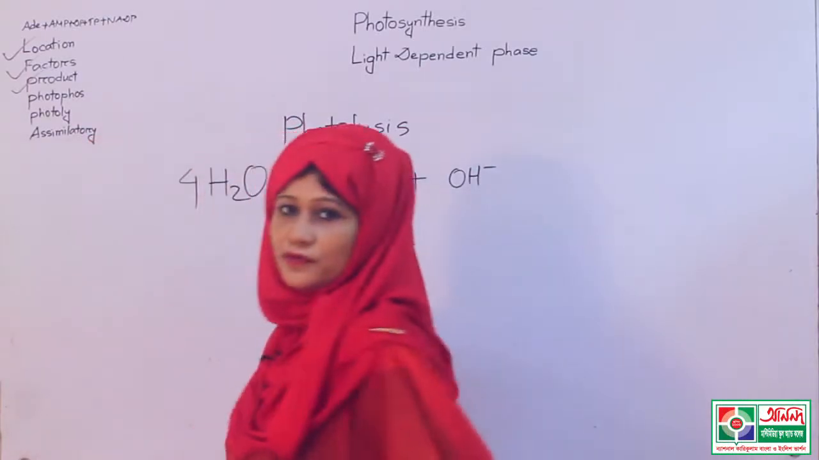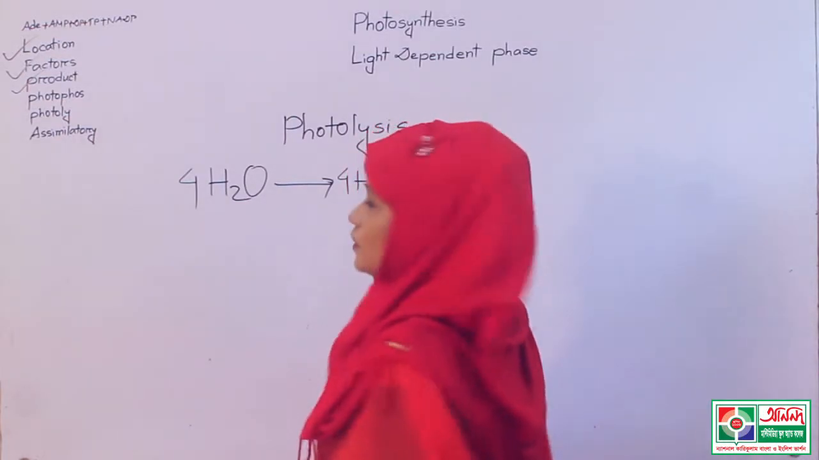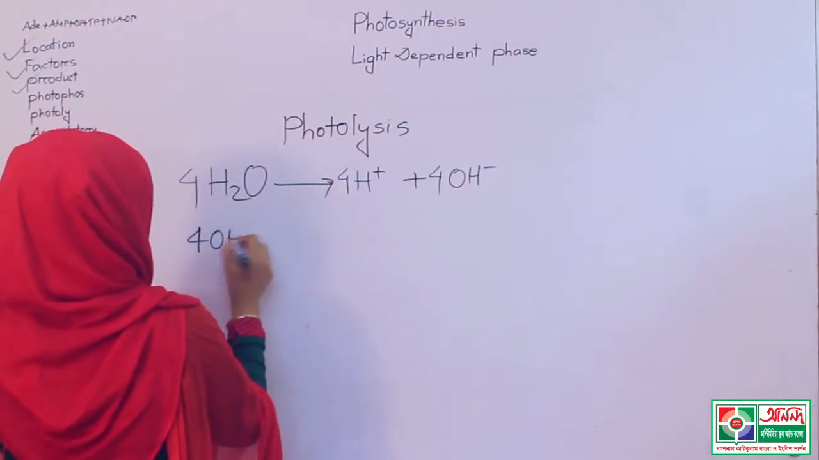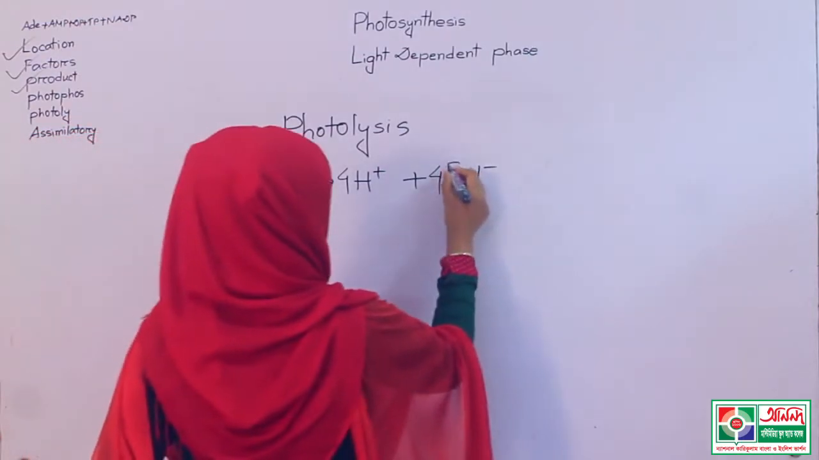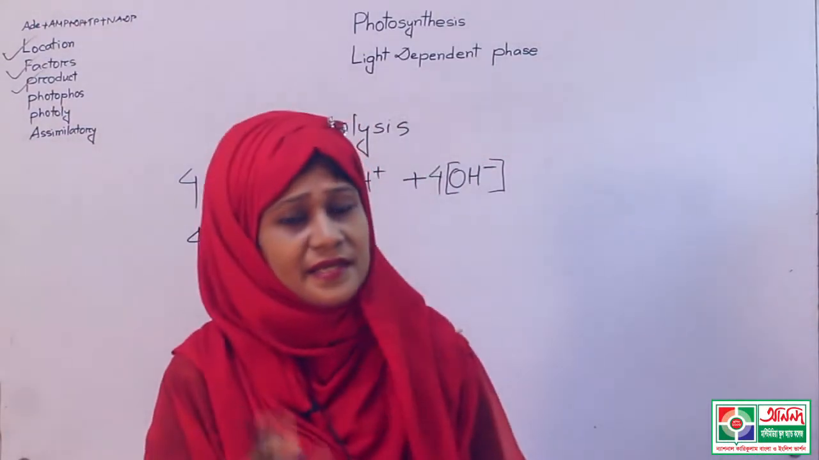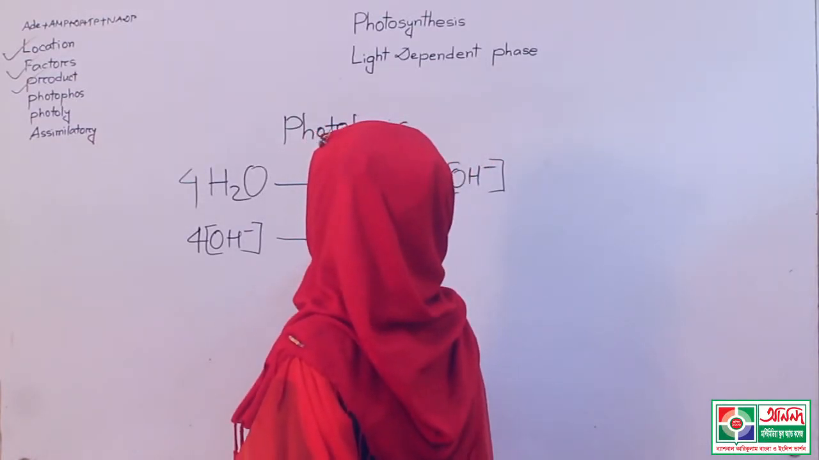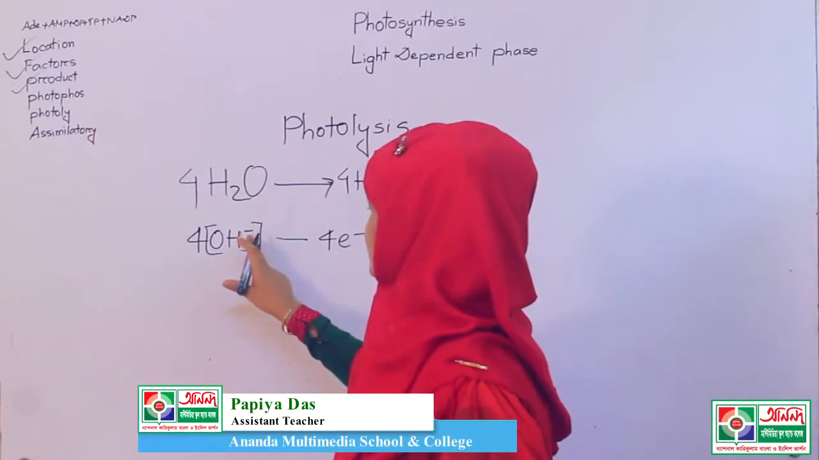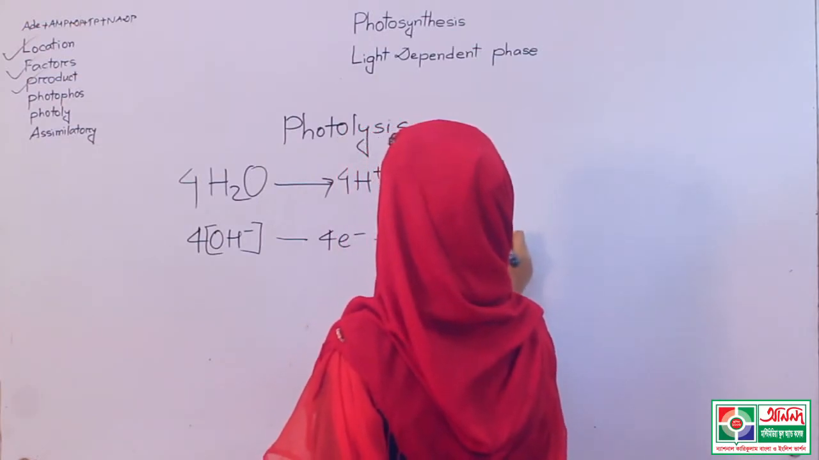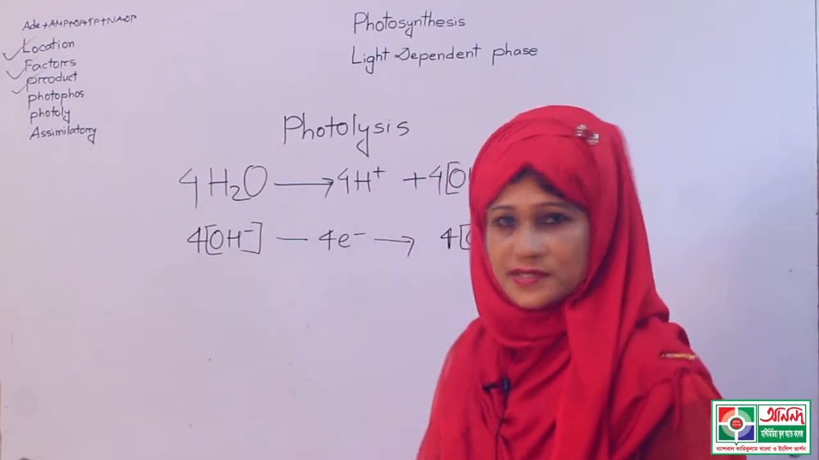I have taken 4 molecules of water. Then I will get 4H plus and obviously 4OH minus. Now I will take 4OH minus. I am giving here a bracket. This is minus. That means it has taken some electrons. So in this case it will lose electrons. After losing these electrons, the minus sign will be eliminated. Then we will get what? 4 OH. No minus, because it has left some electrons.